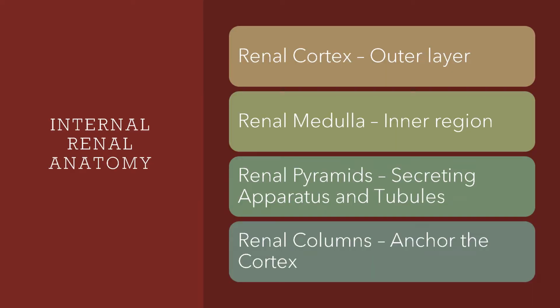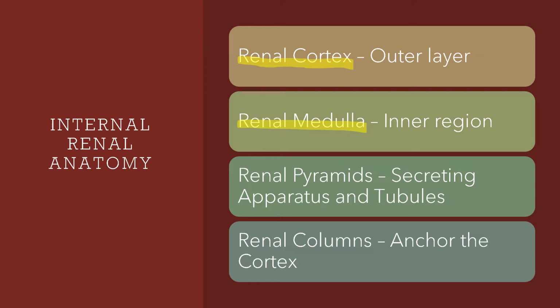Now there are 2 distinct regions inside the kidney. We have a superficial region, which is called the renal cortex. And we'll see these in the next couple pictures to get a visual. And there is a deeper layer called the renal medulla.